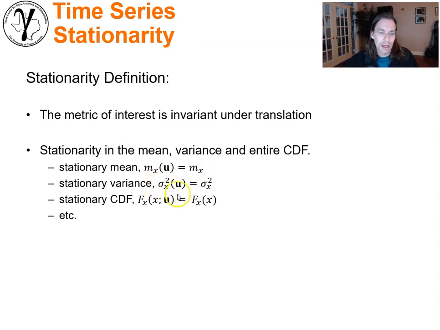Stationary variance: the variance over locations u, for all possible u locations within the area of interest, is just equal to a constant variance. And the entire CDF, where capital F is the CDF of the feature x dependent on location, is just constant everywhere. Okay, so that's how we would define stationarity, and that's important.